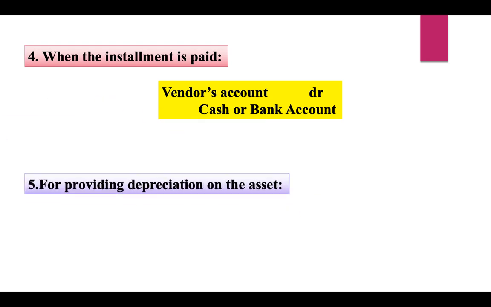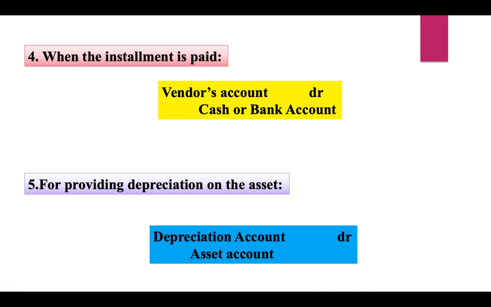Then we have one more, for providing depreciation on the asset. If any depreciation percentage is given in the problem, what should be the journal entry for that? Here we have two accounts which are going to get affected. One is the depreciation account, and the other one is the asset account. The depreciation account is going to get debited and the asset account is going to get credited. So the transaction is depreciation account debit to asset account.